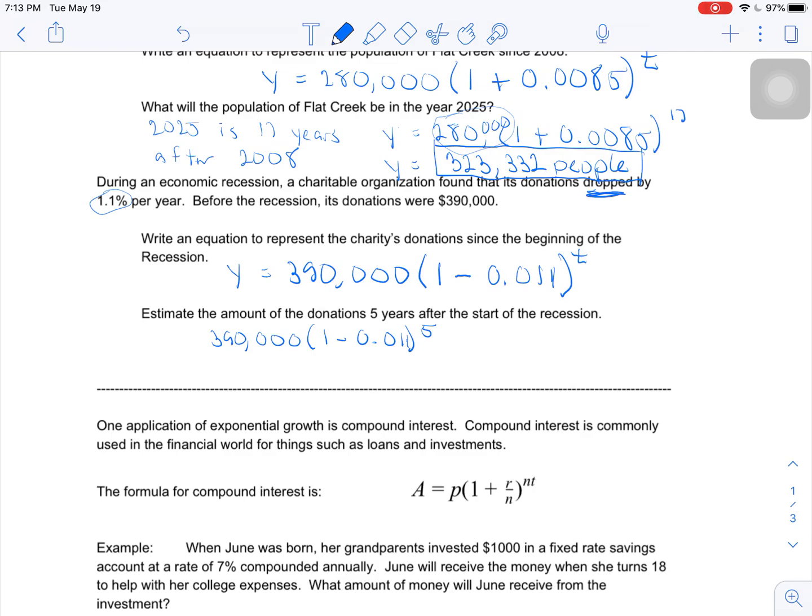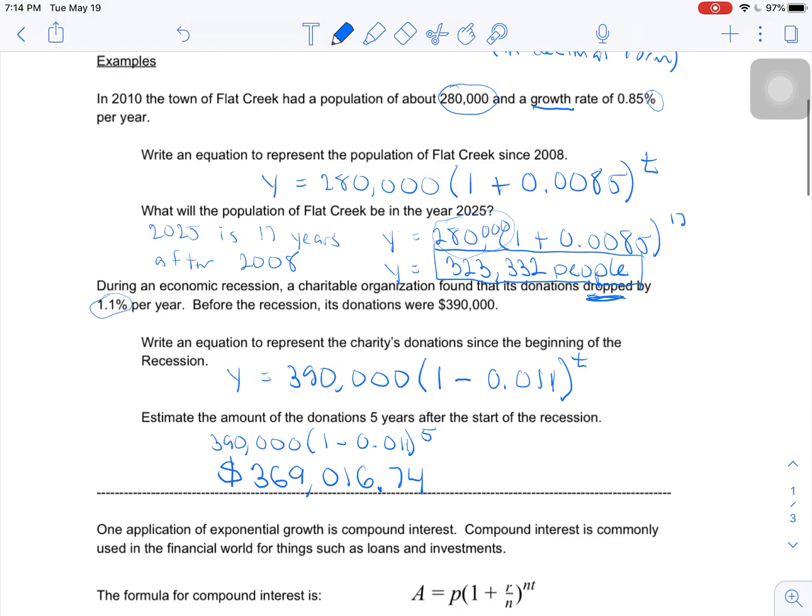So calculator used correctly, that should give you about, and now we're talking about an amount of money, so we're going to label our units, 369,016. In money, the farthest we could go is to the nearest cent. So if you didn't do any rounding on your calculator until the end, and you round it off, you'd get $369,016.74 would be how much they're getting in donations 5 years into the recession.